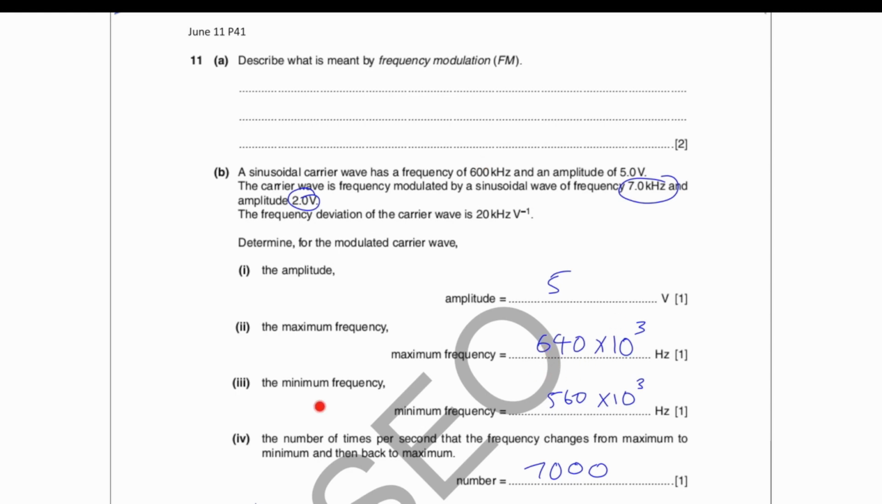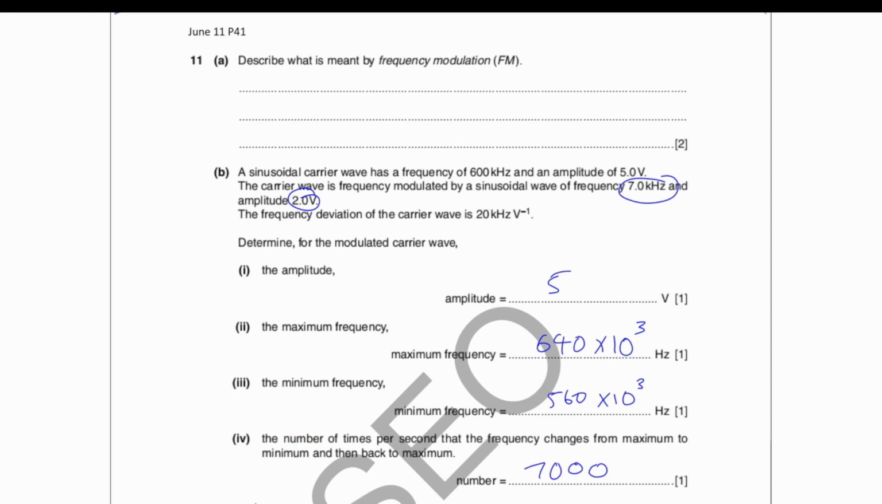But what is your minimum frequency? So if the displacement time graph for this information signal, remember amplitude 2 volts means it will have positive 2 and also negative 2. So if the displacement is negative 2 volts, then the frequency here will decrease by 40 kilohertz. So 600 minus 40, you get 560 kilohertz.